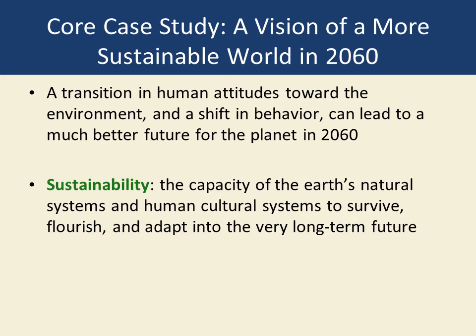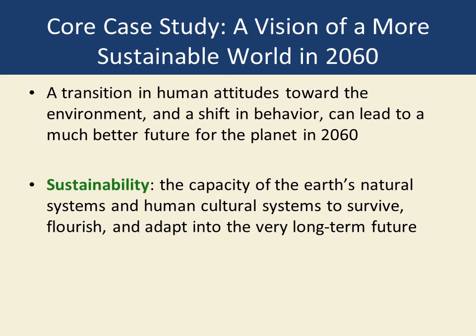Then there are the conservationists, concerned with using natural areas and wildlife in ways that sustain them for current and future generations of humans and other forms of life. Then there are the restorationists, devoted to restoration of natural areas that have been degraded by human activity. It is understood that a transition in human attitudes and activities towards the environment, and a shift in behaviors, can lead to a much better future for the planet in 2060.